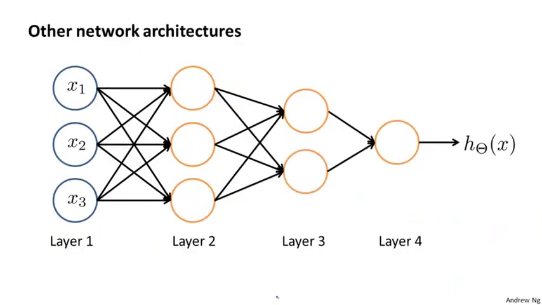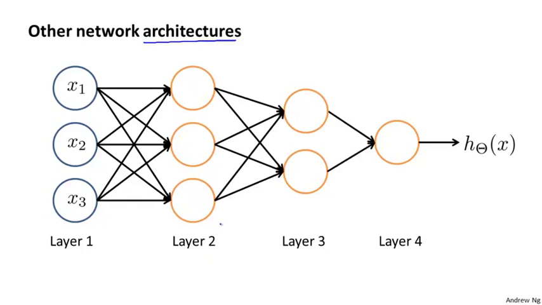But just to point out, you can have neural networks with other types of diagrams as well. The way that neural networks are connected is called the architecture. So the term architecture refers to how the different neurons are connected to each other. This is an example of a different neural network architecture.